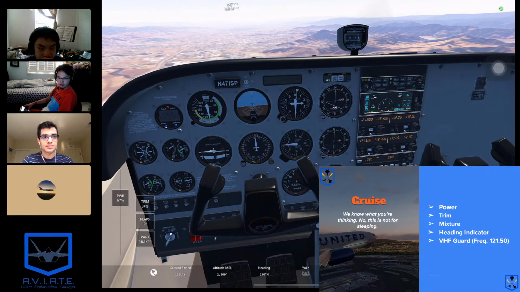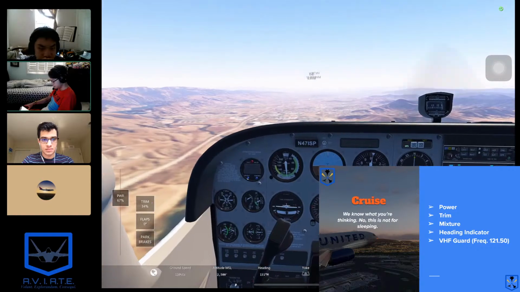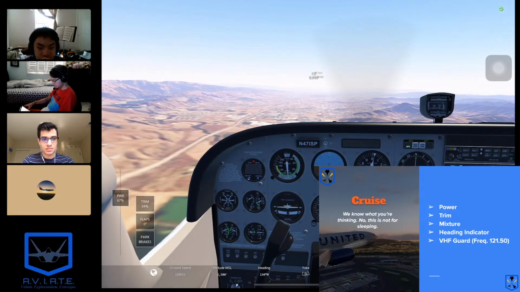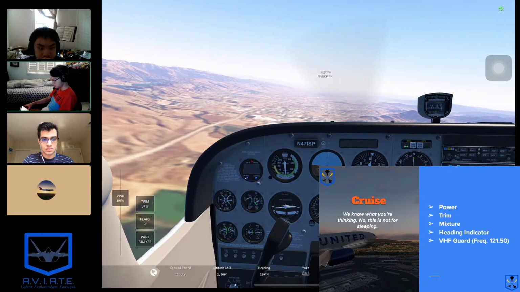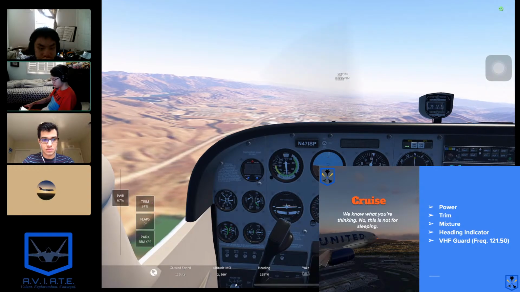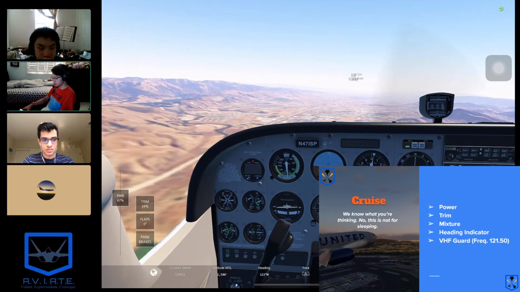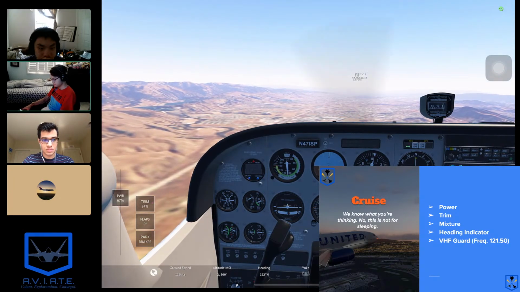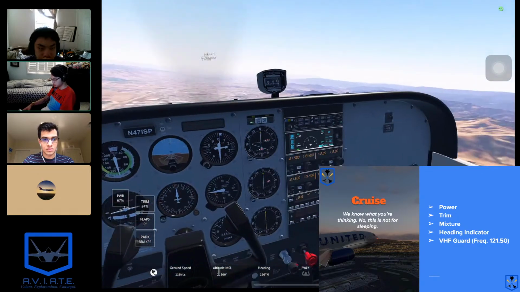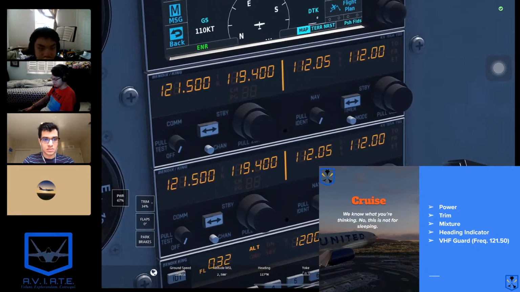And the last one on the bullet points is the VHF Guard. VHF Guard is 121.5. We normally don't say VHF guard, we just say guard or emergency frequency, because 121.5 is the emergency frequency in the United States. I do not know if that is the emergency frequency for other countries, but in the United States, if you need help, you tune in to 121.5. I'm already tuned into that on Infinite Flight.